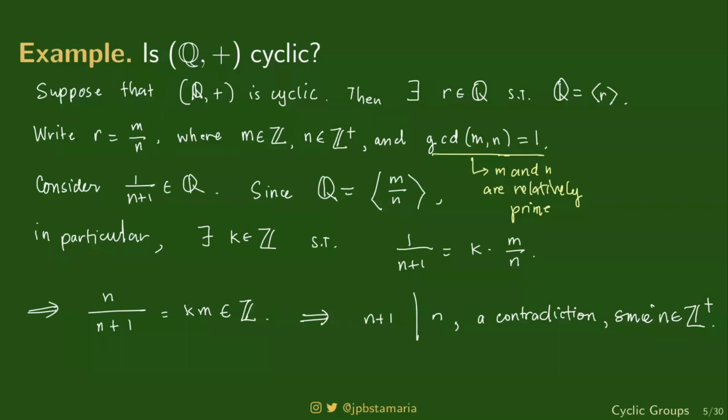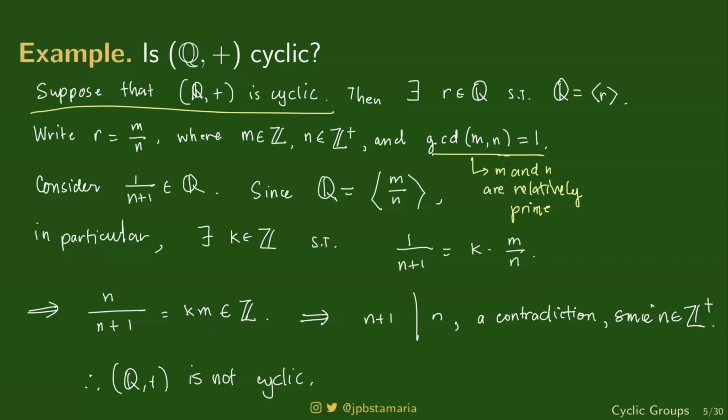Naintindihan niyo bakit may contradiction? Ang nangyayari, yung n, i-divide yung susunod sa kanya. Parang ang nangyayari, si 2 magiging divisible sa 3. Si 3 magiging divisible sa 4. Si 4 magiging divisible sa 5. That's a contradiction. So what we suppose cannot be true. Ano ba yung sinupose mo? O yun. So that cannot be true. Therefore, Q plus is not cyclic.